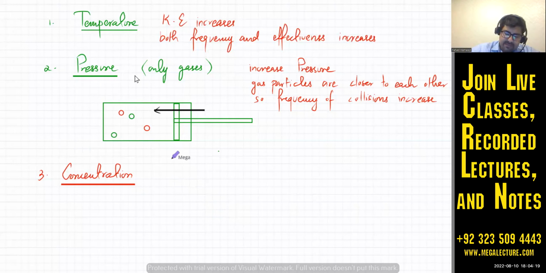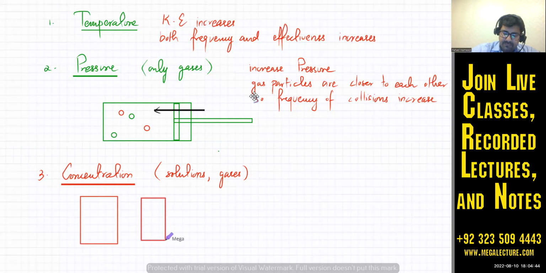As for concentration, now remember concentration only applies to solutions. And you can also apply it to gases, but you usually don't use it for gases, because concentration and pressure for gases is kind of exactly the same. It's directly proportional. Concentration is number of particles per unit volume. So you've got two solutions. One of them is more concentrated than the other one. The higher the concentration, the faster the reaction, right?